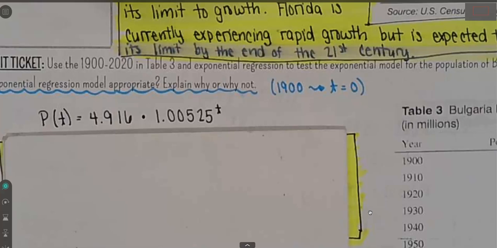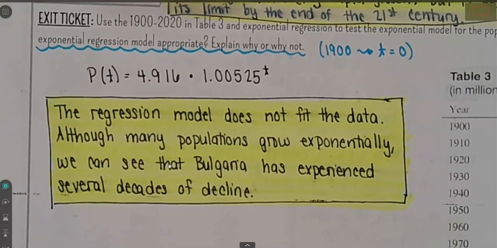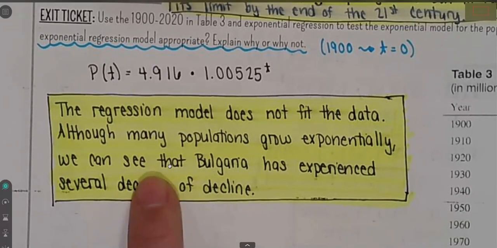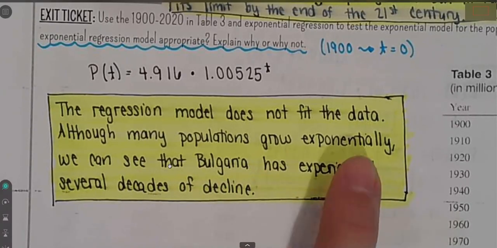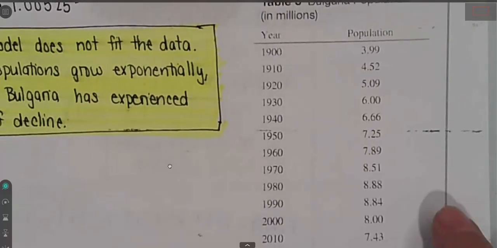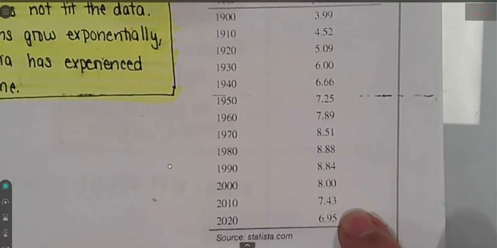All right, good answers, you guys. Here is another way you could say this. The regression model does not fit the data. Although many populations grow exponentially, we can see that Bulgaria has experienced several decades of decline. You could also say that populations tend to grow exponentially initially, or for a brief period of time, temporarily. In my case, I decided to use the fact that the numbers actually go down a little bit at the end.